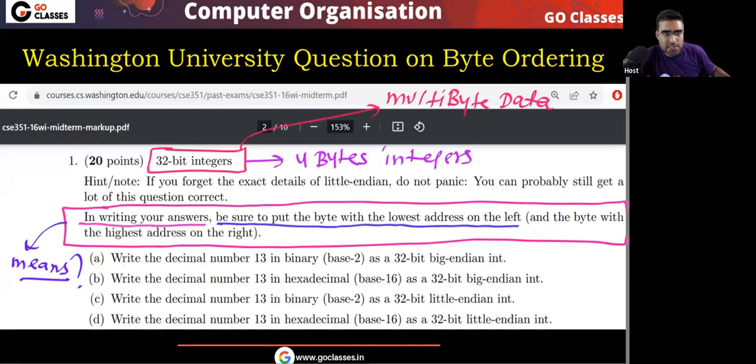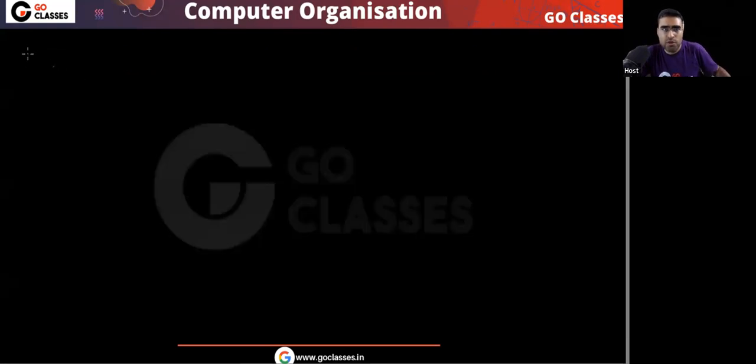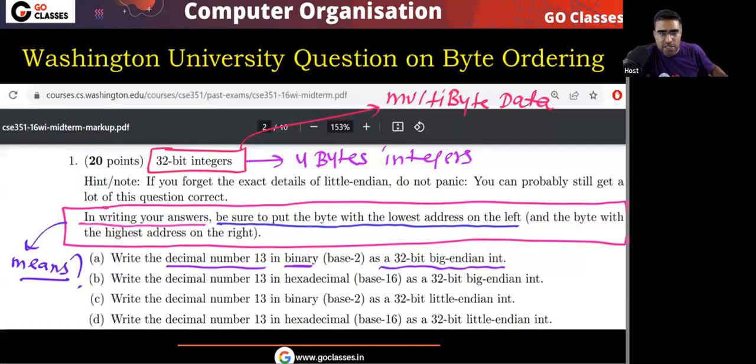Now let's solve this question. Let's see part 1. So tell me, what is the answer for part 1? Write the decimal number 13. We need to write the decimal number 13 in binary as a 32-bit long int. This is your data, right? Can I say that our data is nothing but 13? So we need to write this data as a 32-bit big endian integer.